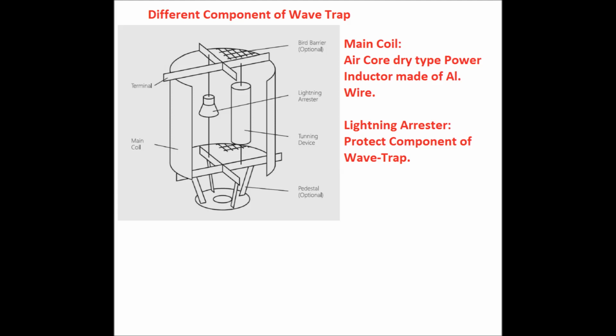Then we have the tuning devices. Tuning devices are provided in parallel with the wave trap in order to adjust the blocking frequency range. Then we have the lightning arrestor, which is connected in parallel with the tuning devices and the wave trap in order to protect these devices from surge. Then we have the bird barrier and the terminal. The terminal is connected to the transmission line conductor and to the bay equipment.